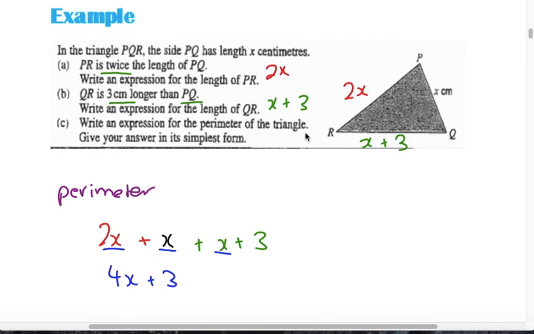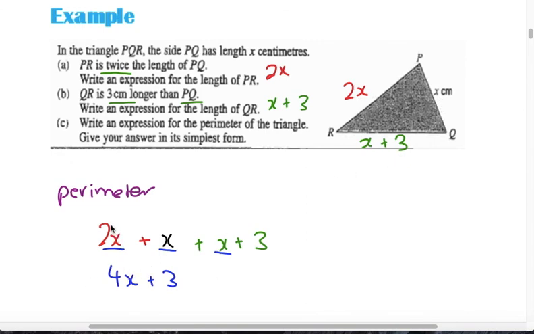C, write an expression for the perimeter of the triangle. Give your answer in simplest form. Perimeters are lovely because you've just got to add that plus that plus that. Easy peasy. So I would write out the unsimplified first. Here's the perimeter. 2x here plus x. So 2x plus x plus 3. So I've colour-coded it. Red plus the black x plus 3.